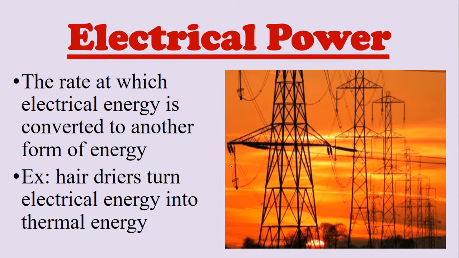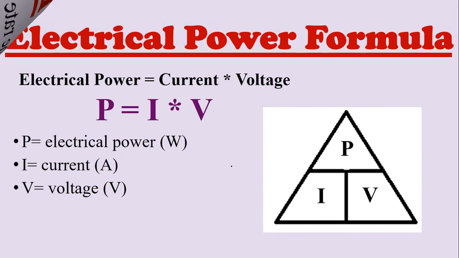There is a second formula with electrical math, and that is electrical power. I did a whole video about solving for power, but this time we're going to look at power in the electrical sense. It's the rate at which electrical energy is converted to another form of energy. For example, hair dryers turn electrical energy into thermal energy. That's what is meant by electrical power. So let's look at the formula. Algebraically, electrical power equals current times voltage, or P equals I times V. The capital P means electrical power. Its unit is watts.